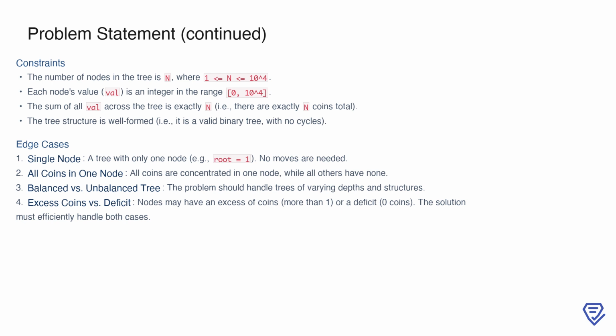Some key edge cases to consider include a tree with only a single node, where no moves are needed, or cases where all coins are concentrated in one node while the others are empty. The solution must also handle trees of varying structures, from balanced to highly unbalanced, and efficiently manage both excess coins at some nodes and deficits at others. These constraints ensure that the problem is both challenging and solvable within the given limits.